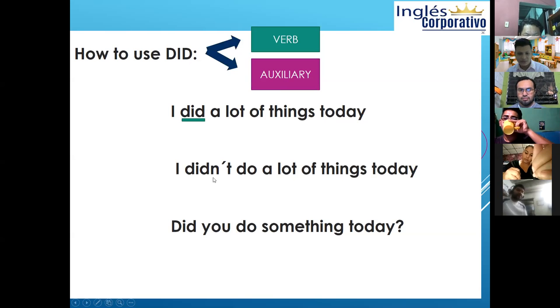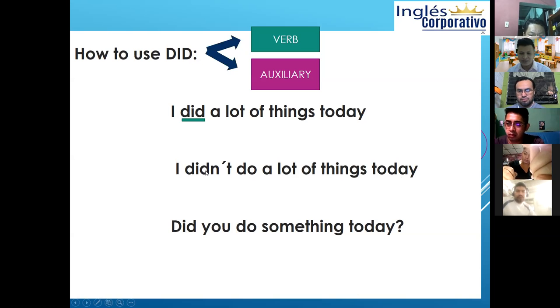And Carlos Alfonso, can you help me to read it, please? I didn't do a lot of things today. Okay, really good. Thank you, Carlos. Entonces, esta que hizo muchas cosas. Y esta sería que no. Que no hizo muchas cosas.